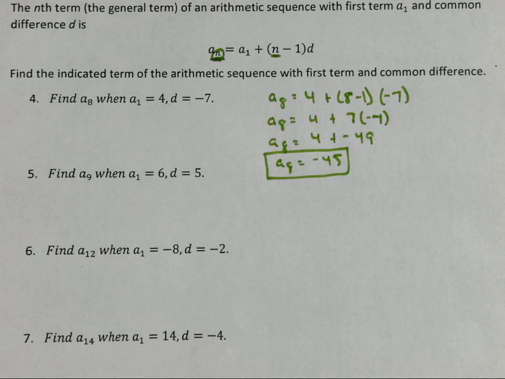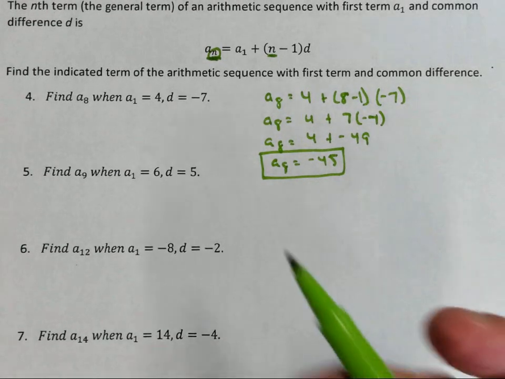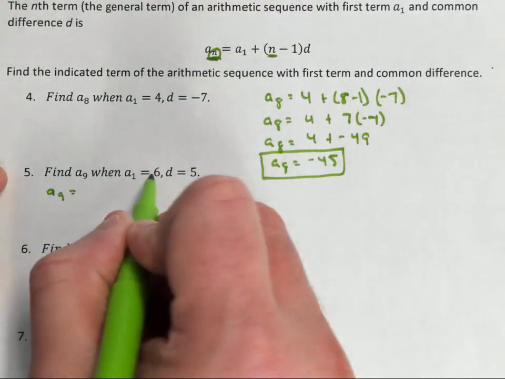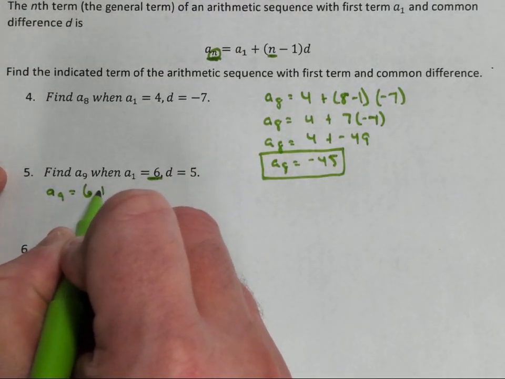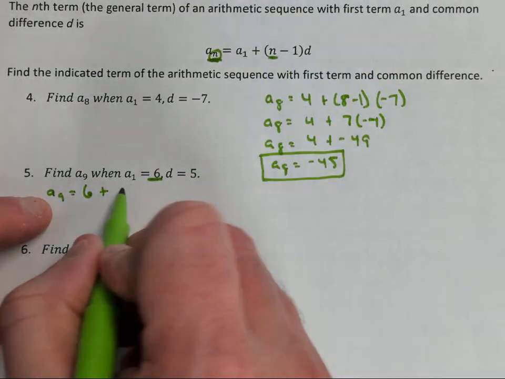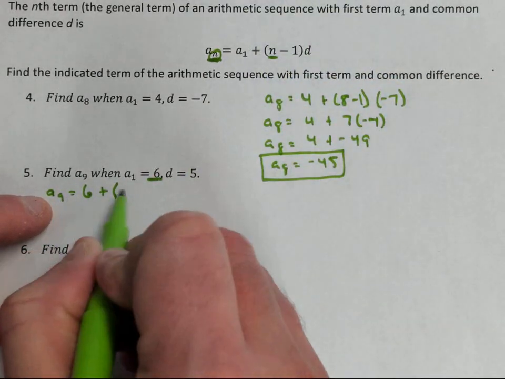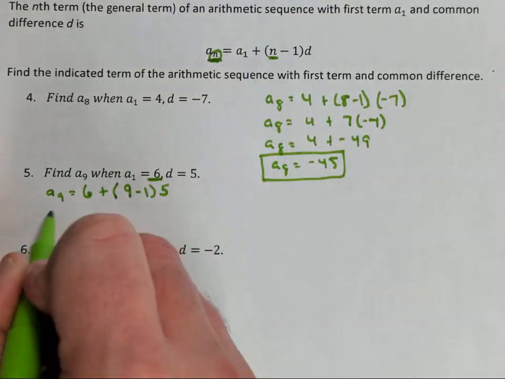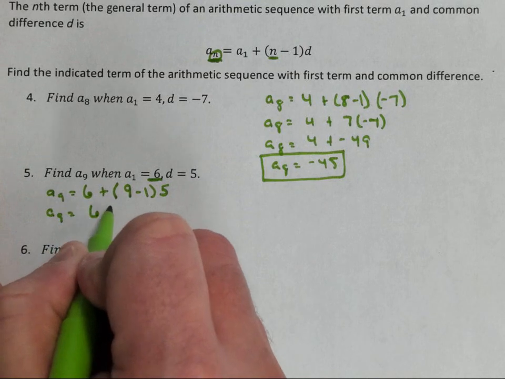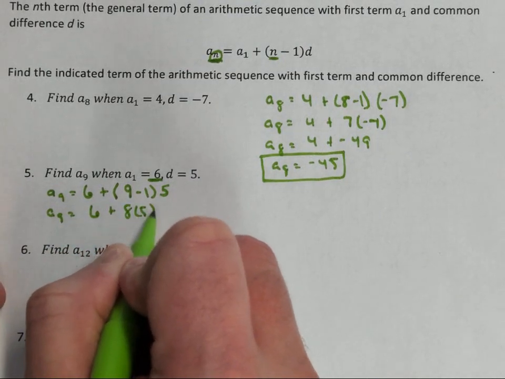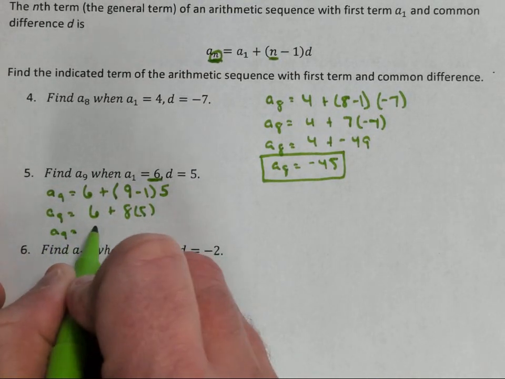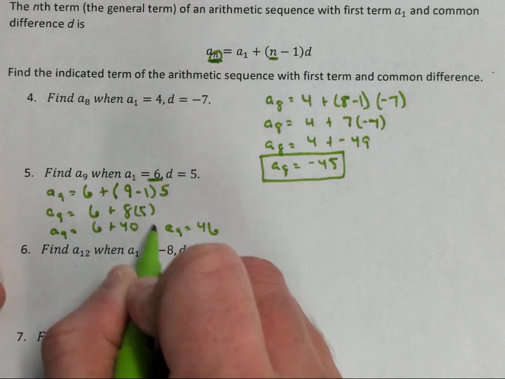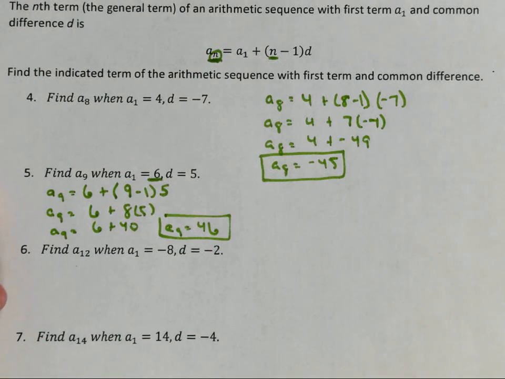Number 5. What term do I want to find on number 5? I want to find the what term? 9th term. Let's make sure we set it up. A sub 9 equals, what's my first term? 6 plus, what will go in for n on this one? 9. 9 minus 1, and your common difference is 5. A sub 9 is 46. Bless you.